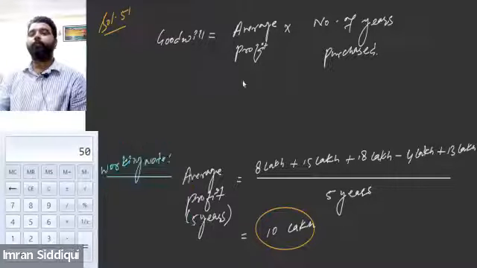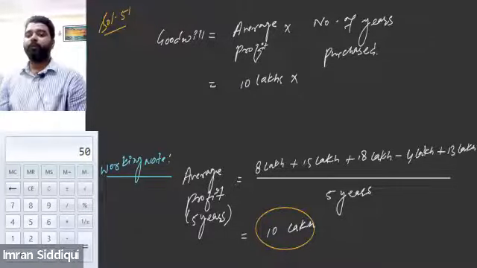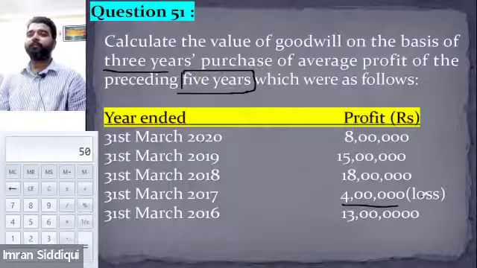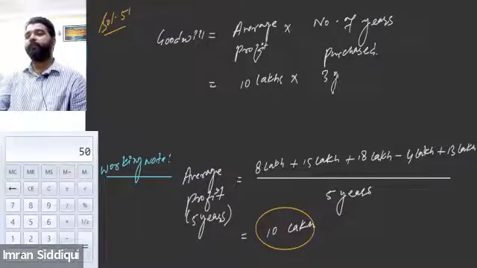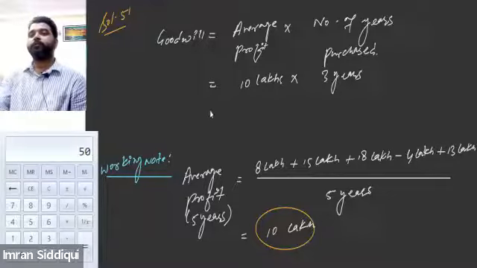Now we will simply put the average profit here in our main calculation, 10 lakhs, and then multiply it with the number of years purchased. The question already tells you how many years to take as the number of years purchased. So the question is telling you that we need to consider 3 years. So we will multiply it by 3 years. So the goodwill in this situation will be 30 lakh. This is the solution for question number 15.